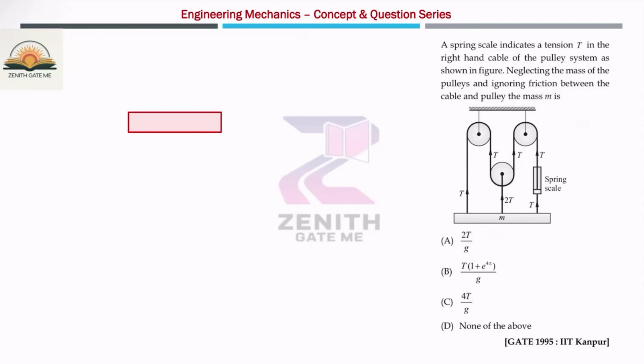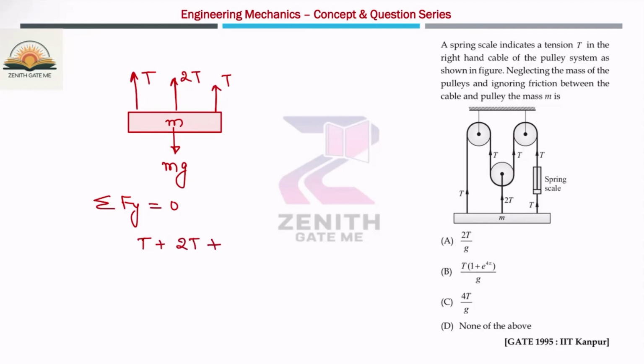So this is basically a bar whose mass is M. So what will be the force acting downward? Body force is mg, and here is one tension T, here is 2T, and here is another tension T. So these are the forces acting. Now you can directly use summation of force in y direction is 0. So T plus 2T plus T is equal to mg. So 4T is equal to mg.